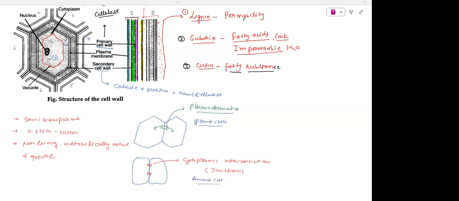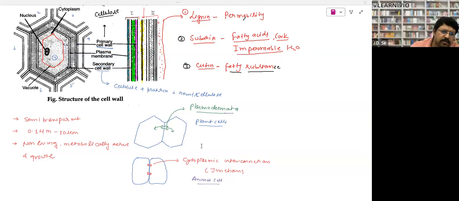Okay. Yes, sir. So I want you to draw this diagram, just one diagram. Draw this first diagram. Make three layers: primary cell wall, secondary cell wall, and plasma membrane. And draw these two diagrams: plasmodesmata and cytoplasmic interconnection. These two diagrams. Quickly.